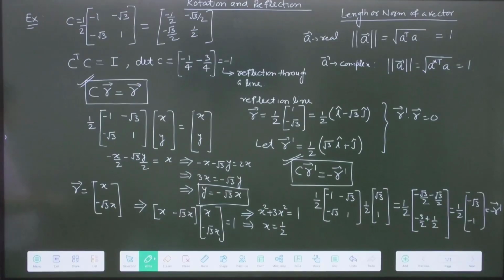So any doubt up to this point? ठीक है? चलो.